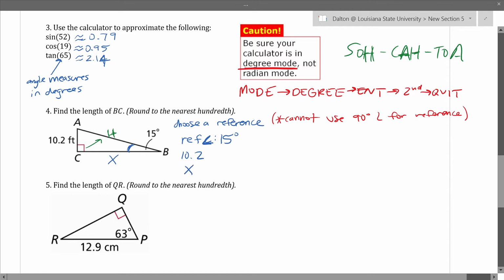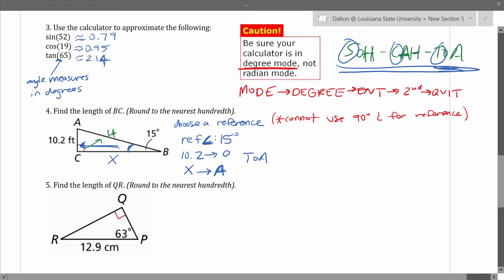Well, from angle 15, which is angle B, 10.2 is completely opposite. So 10.2 is opposite. X is adjacent to the 15-degree angle. So I've got adjacent and opposite. Then you look over here at your mnemonic device, SOHCAHTOA, and you ask yourself, does sine, cosine, or tangent deal with O and A? And hopefully you say TOA. Right, TOA is opposite over adjacent.